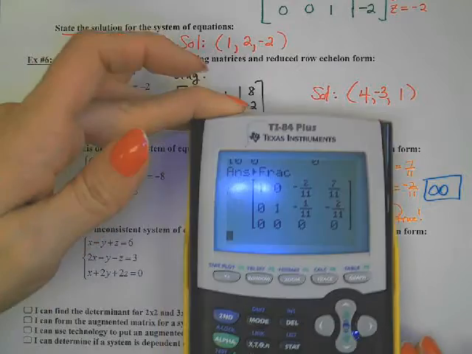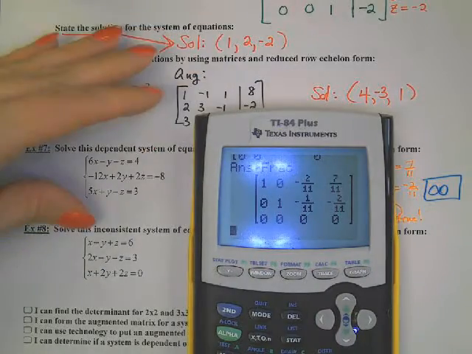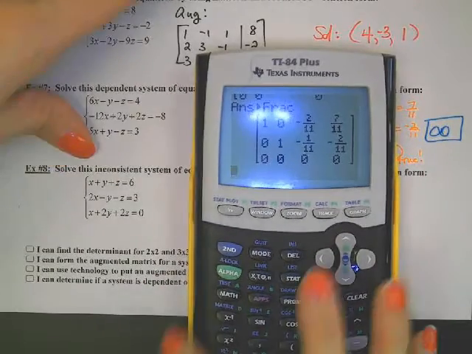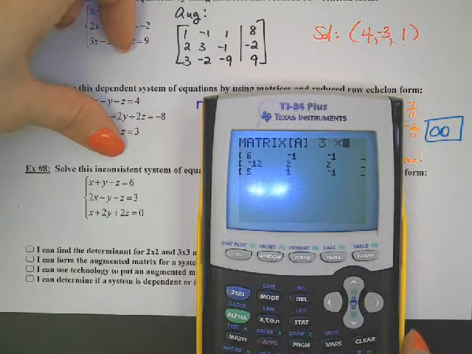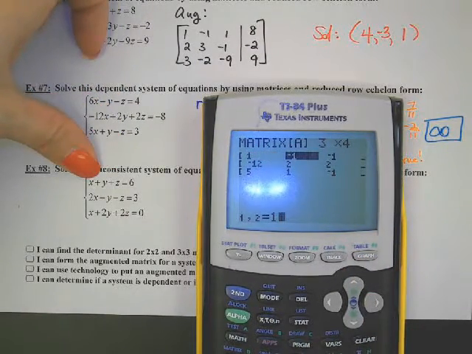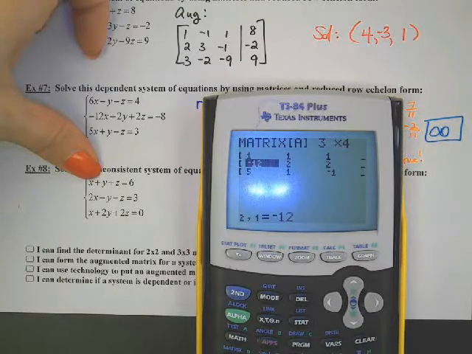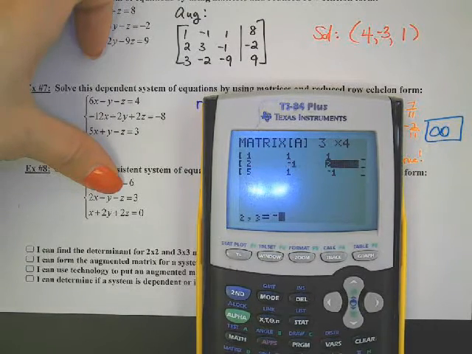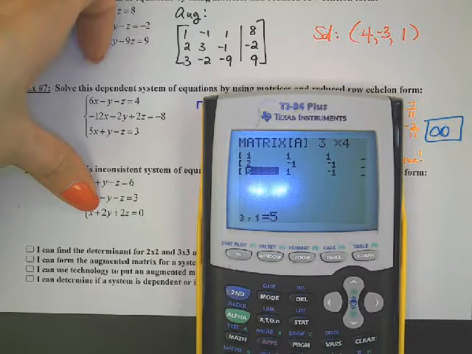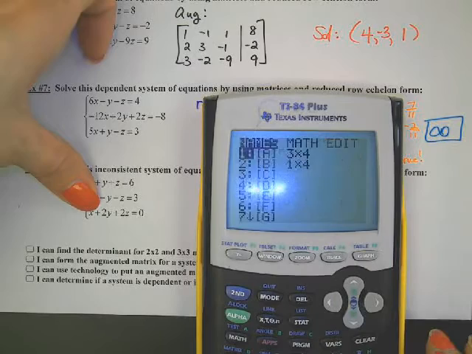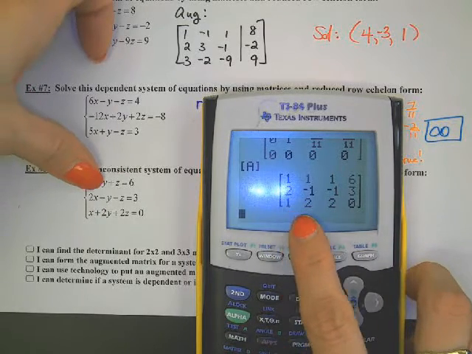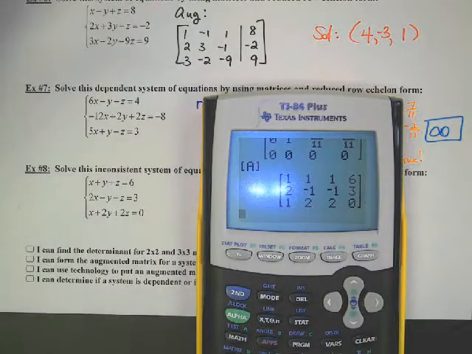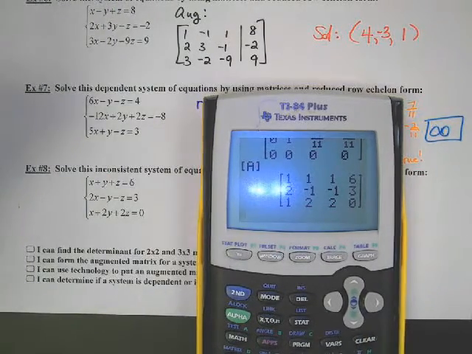All right, let's do this next one. Something weird's going to happen, and I want to make sure that you know what's going on. So if you see something weird, you don't freak out on a test. Let's go back into matrix, and we're going to edit A. 1, 1, 1, and 6. 2, -1, -1, and 3. 1, 2, 2, and 0. Okay, I'm just going to make sure that my matrix is right. Does yours look like mine? Or take a second to catch up.